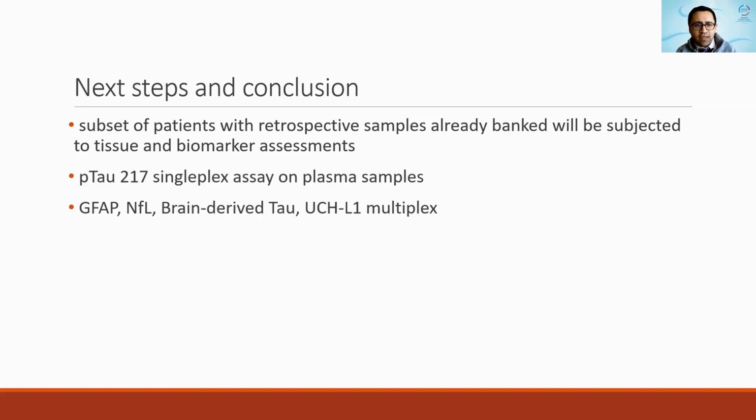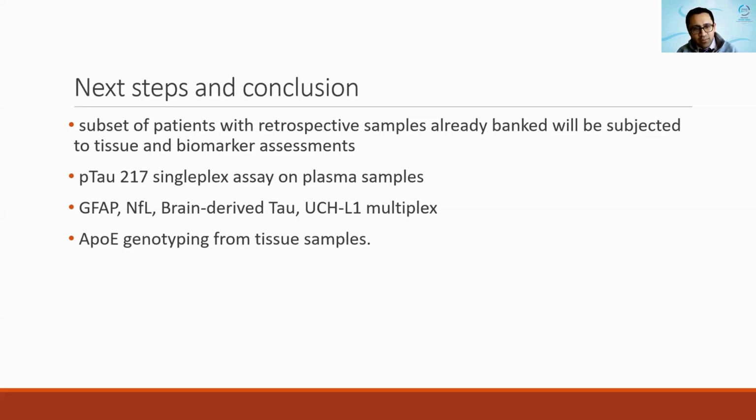In terms of biomarkers, we are performing phospho-tau 217 single plexes, glial fibrillary acidic protein, neurofilament light chain, brain-derived tau, and USH1 multiplex studies. These biomarkers have been associated in neurodegenerative studies. There is very little data for them as it pertains to brain tumors and outcomes, and our goal is ultimately to obtain these plasma samples from initial untreated patients to see how their pre-existing factors play into the poor outcomes in these patients.